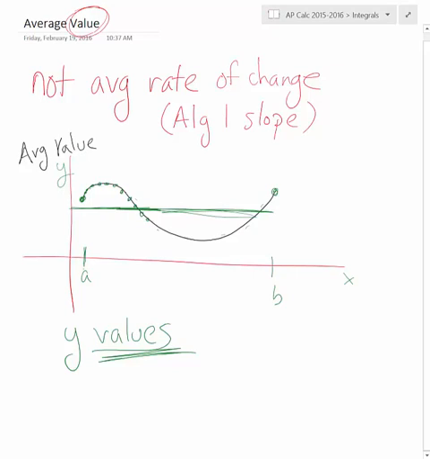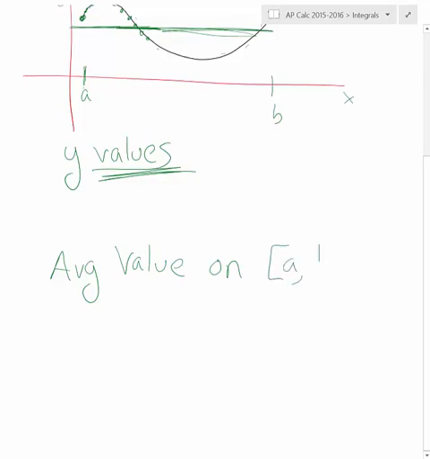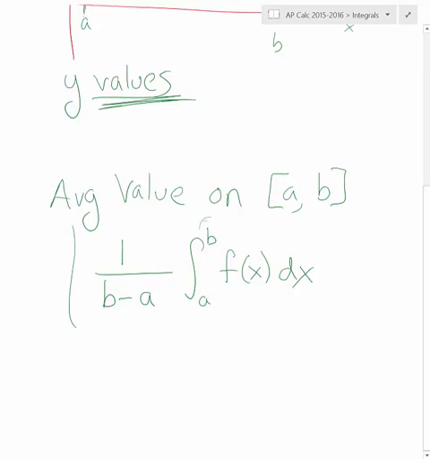And so this does have to do with an integral, and the formula for average value always has to be on some interval from a to b. You can't have an average without knowing where you start and stop. So our average value is 1 divided by b minus a times the integral from a to b of f of x dx. Basically we're just taking an integral and dividing it by b minus a. b is your upper endpoint, a is your lower endpoint.